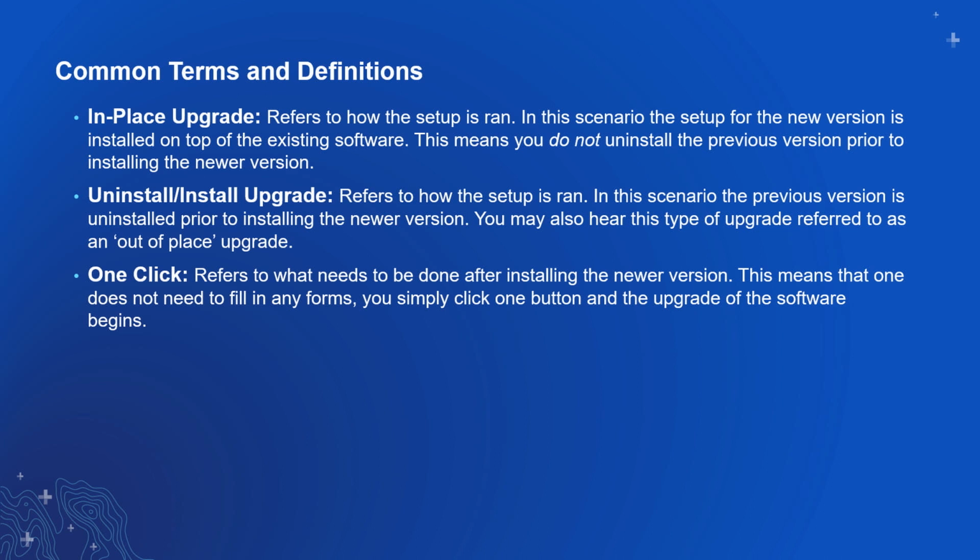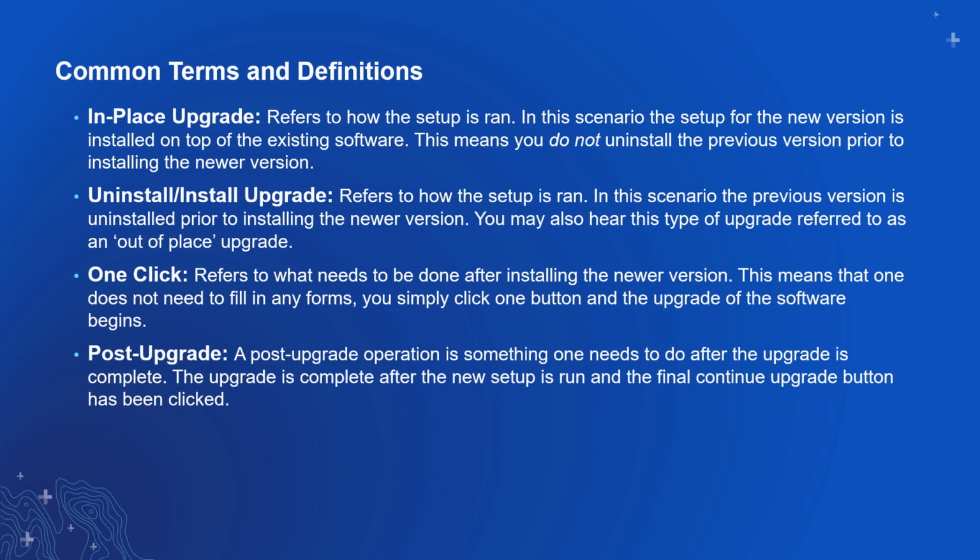And we also have one click. This refers to what needs to be done after the setup has completed. So this means that there aren't any forms to be filled out. You simply just click one button to continue the upgrade of the software. Then we have post-upgrade, and this is an operation that needs to be done after the upgrade has been completed. Once the upgrade is complete, the new setup is run, and the final continue upgrade has been clicked.